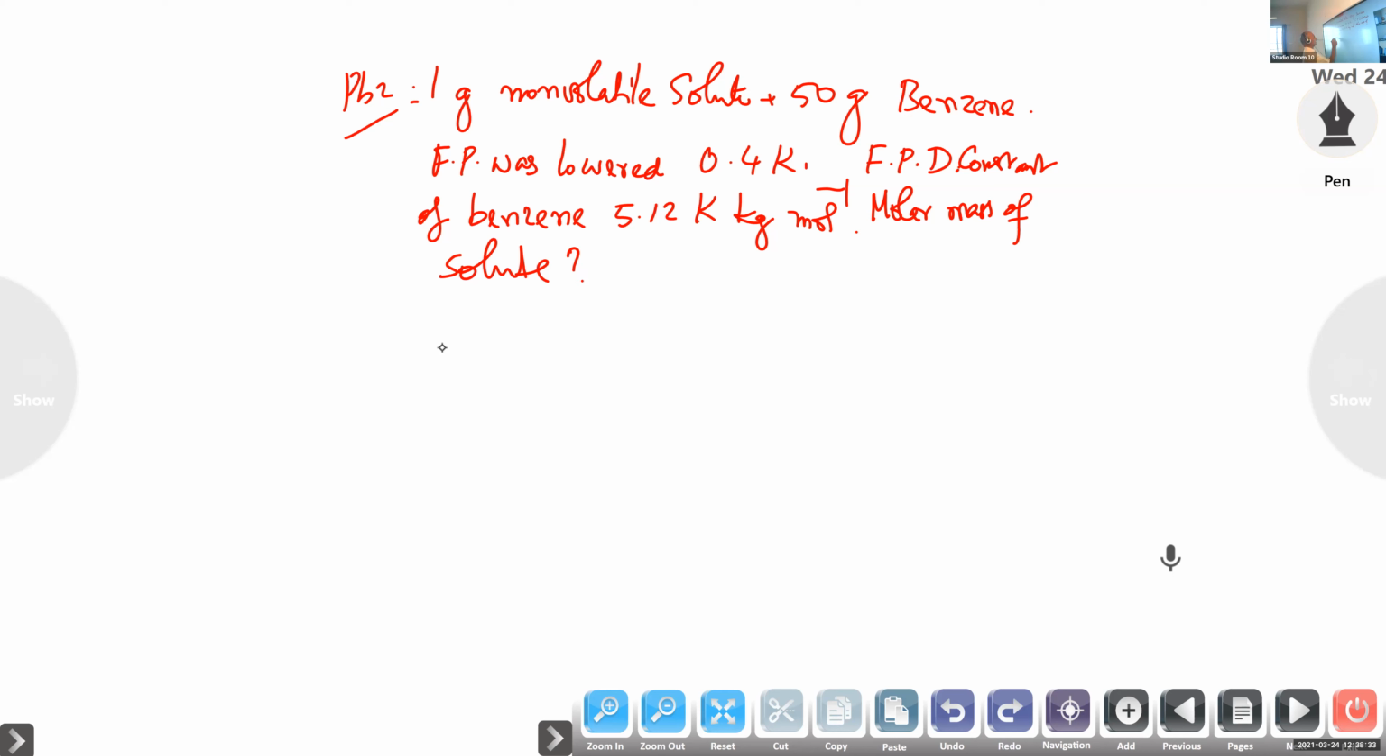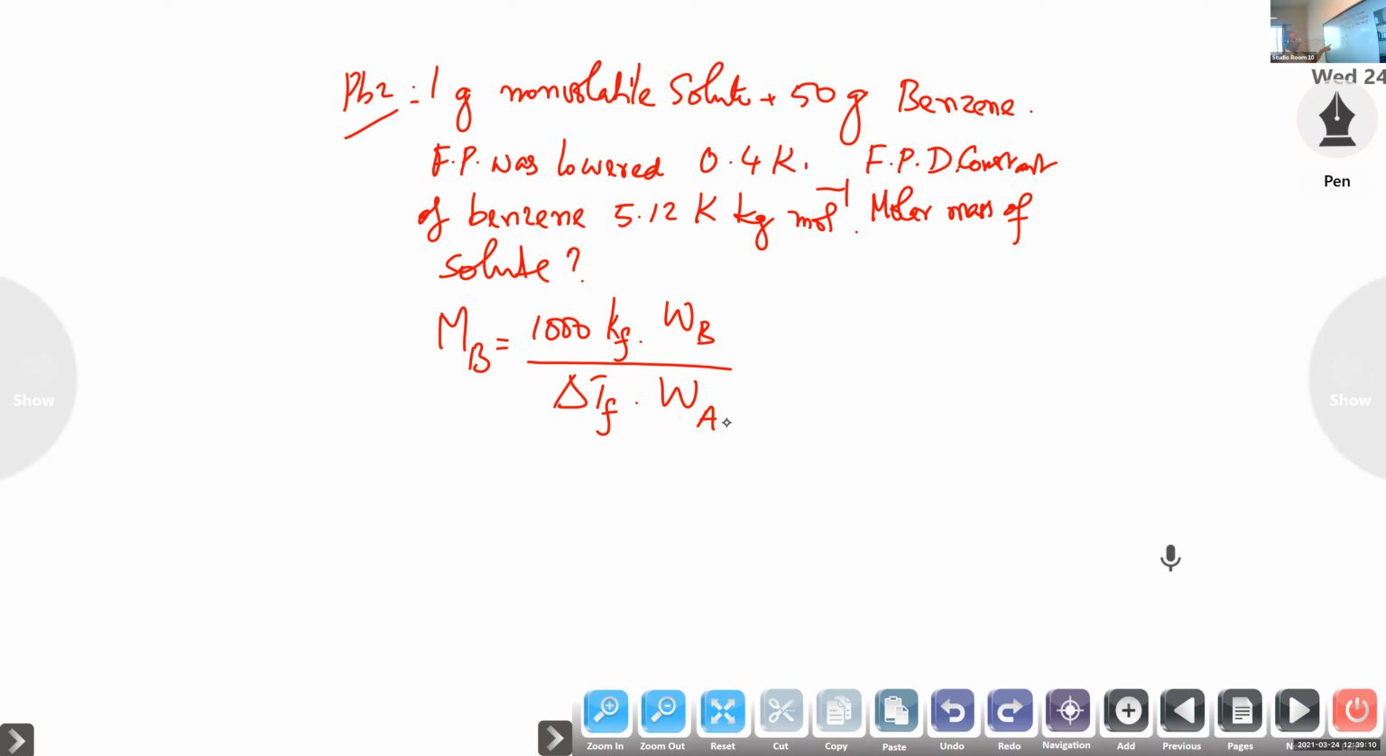What is the equation? MB is equal to 1000 Kf WB by delta Tf into WA. You're right. At least if the equation is known to you, you will get some credit for the equation. You write that also, for physics and mathematics even. You write the relevant equations and formulas. There will be some credit for that.